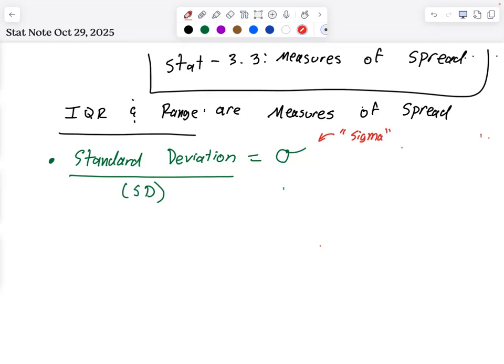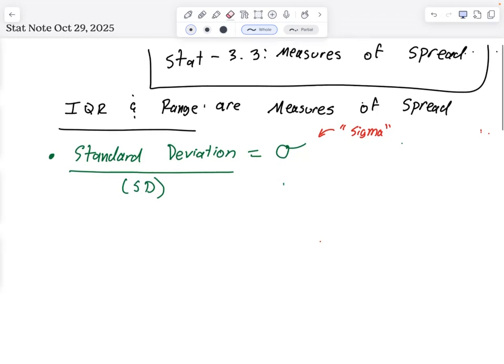When you see that symbol, what does it mean? Standard deviation. Thank you. And what is standard deviation? It's a measure of spread. Bigger values of standard deviation do mean bigger spreads.